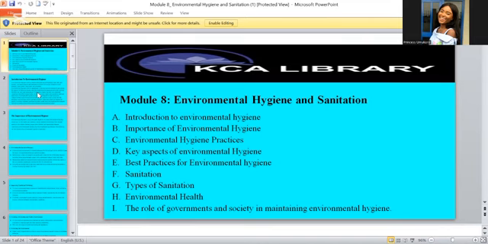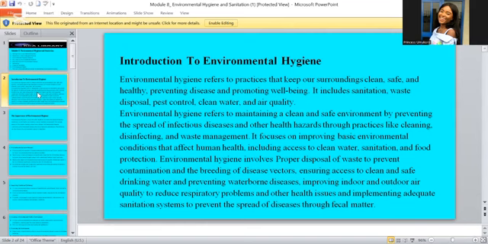So quickly, what is environmental hygiene? Environmental hygiene refers to practices that keep our surroundings clean, safe, and healthy, preventing disease and promoting well-being. It includes sanitation, waste disposal, pest control, clean water, and air quality. Environmental hygiene refers to maintaining a clean and safe environment by preventing the spread of infectious diseases and other health hazards through practices like cleaning, disinfecting, and waste management.